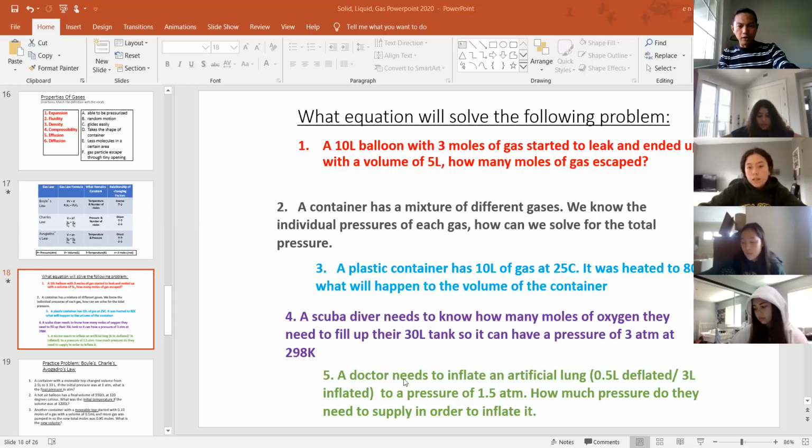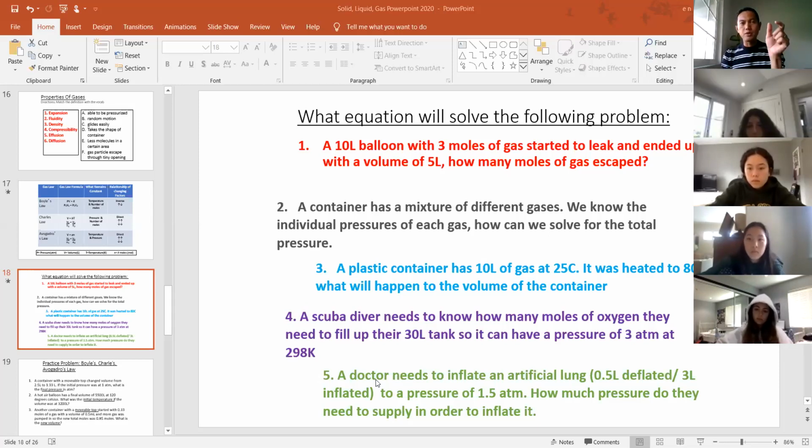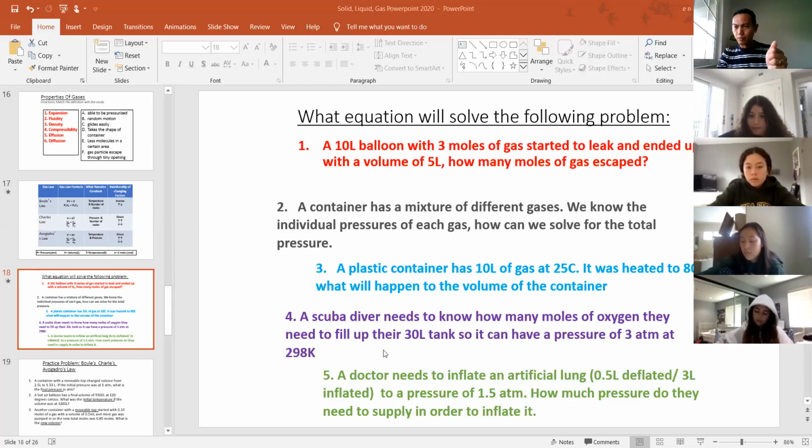Okay, I'll answer your question by using number 5. For number 5, they're telling us that they have this artificial lung where there is an initial volume of 0.5 and a new volume of, I think it's 3 liters. Double check. Yeah, 3 liters. So they went from initial volume to final volume, and they're giving us the pressure of 1.5 atmosphere.